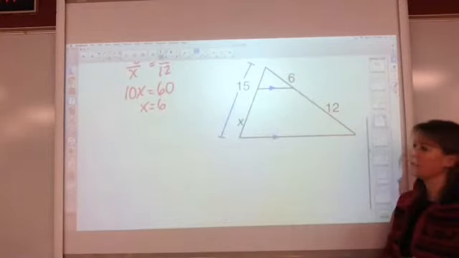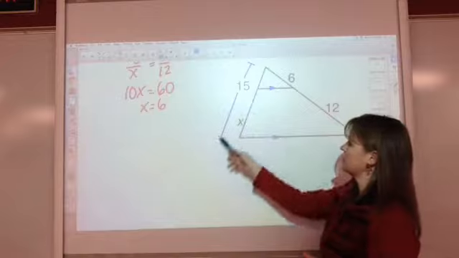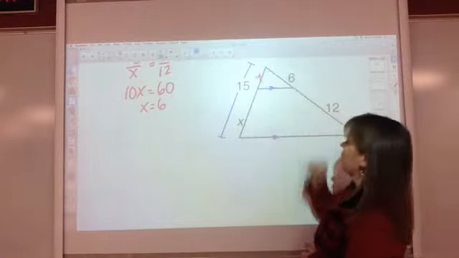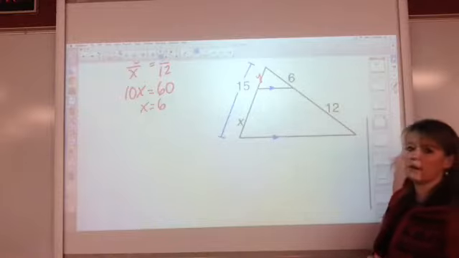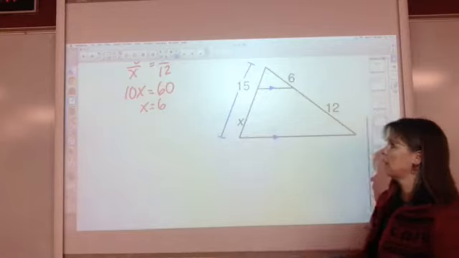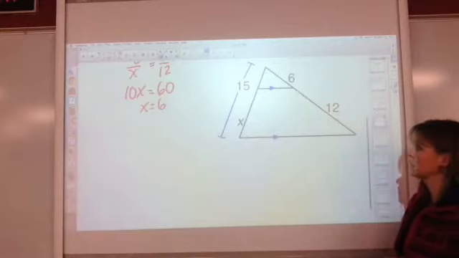It divides the sides proportionally. They told us that entire side was 15. All of this is 15. We have no idea how big this is, but we can't call it y because then we have two different variables. Our best option is compare apples to apples, oranges to oranges, side lengths to side lengths.